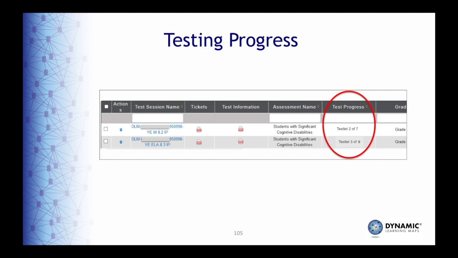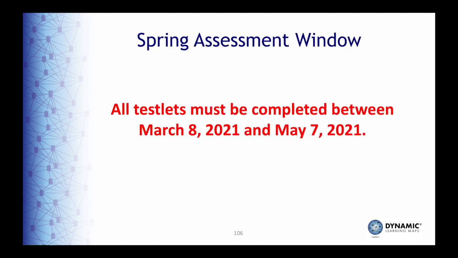The test progress column shows the number of testlets a student has completed for a content area. The number of testlets remaining to be completed also displays in Student Portal each time a student completes a testlet. If a student wishes to keep track of the number of completed testlets and the number that remain, consider making a testing progress chart for the student with check marks or stickers for each completed testlet. As a final reminder, all testlets for each subject must be completed within the state's spring assessment window.